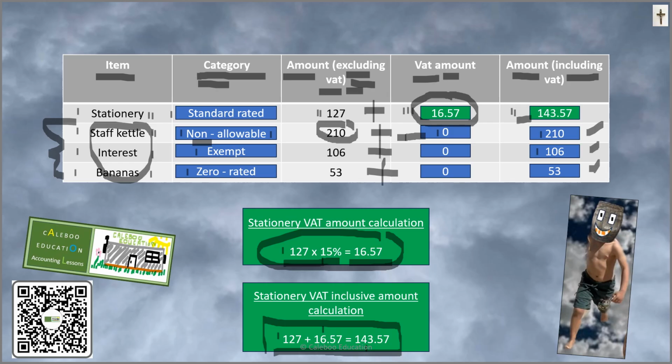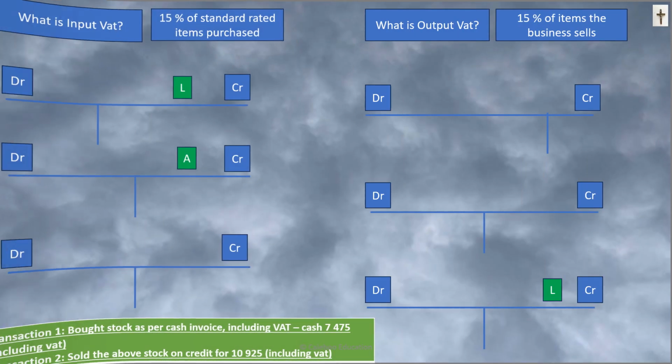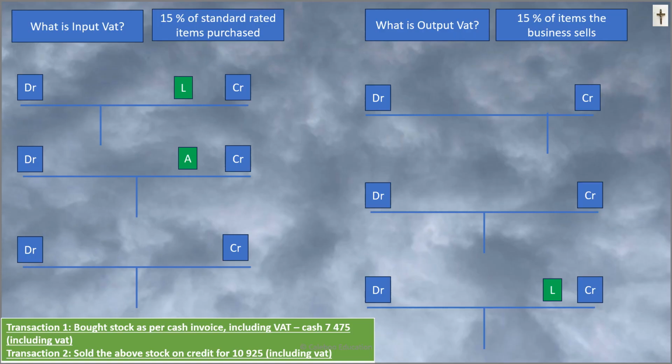I put this in here just to point out, over here, a careless error can take place when 15% is calculated on non-allowable, exempt and zero rated. Their VAT rate is 0%, 0%, 0%. Don't make that mistake if you're given a question like this. This slide is going to get quite busy, so you're going to have to pay careful attention.